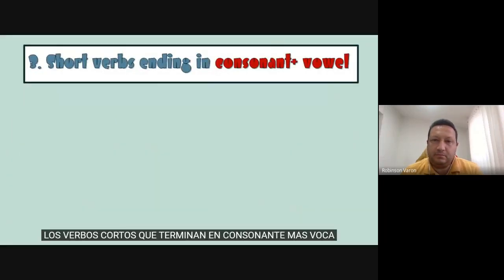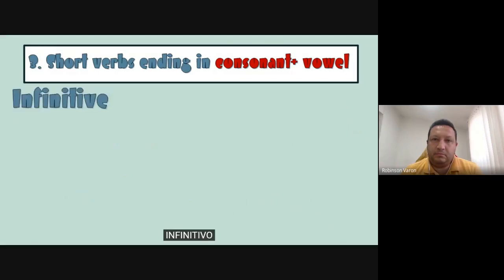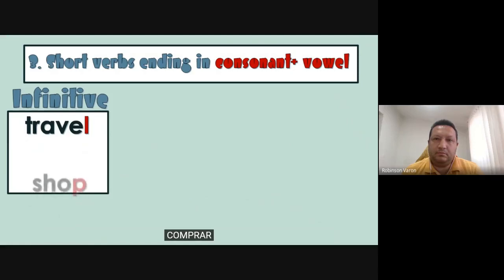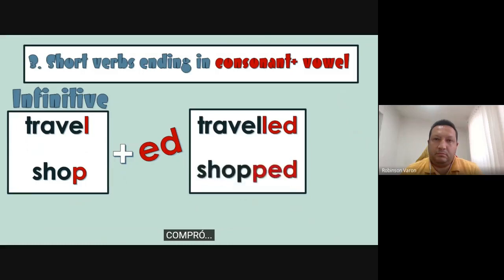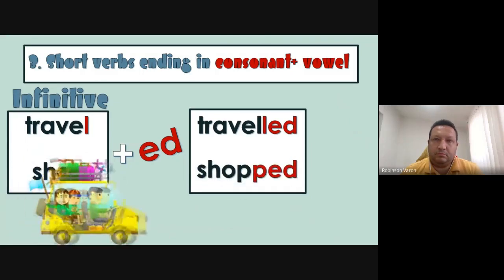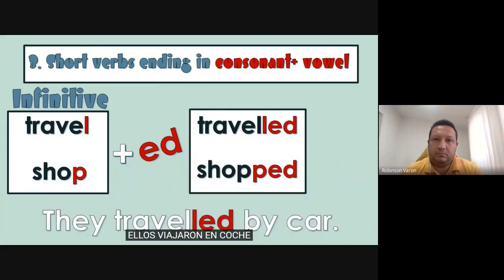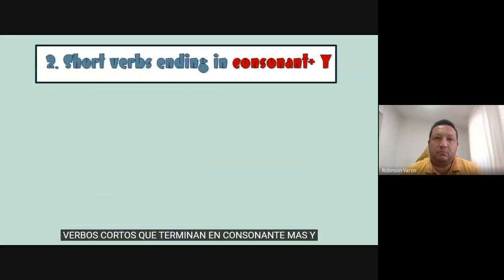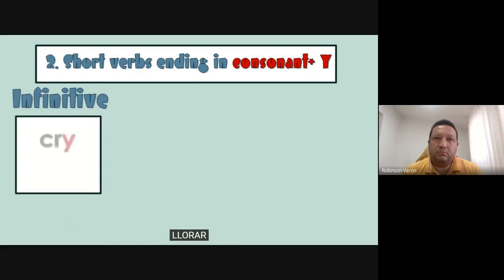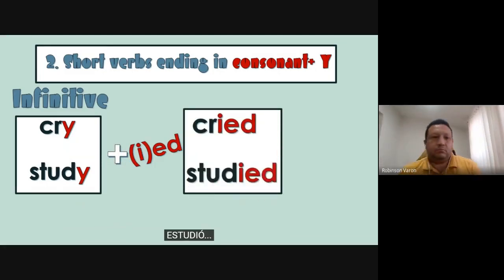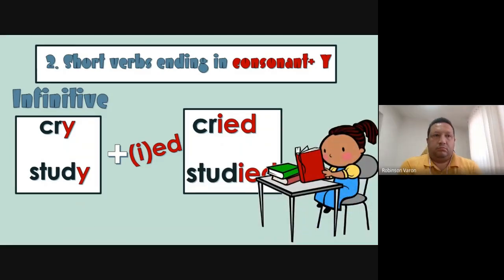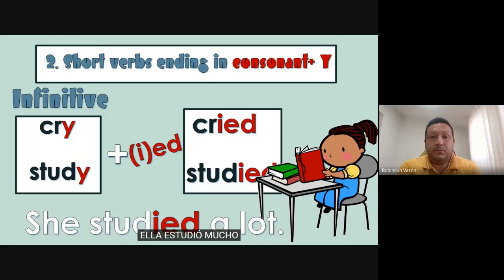Short verbs ending in consonant plus vowel. Infinitive: travel, shop, plus traveled, shopped. They traveled by car. Verbs ending in consonant plus y. Infinitive: cry, study, plus cried, studied. She studied a lot.